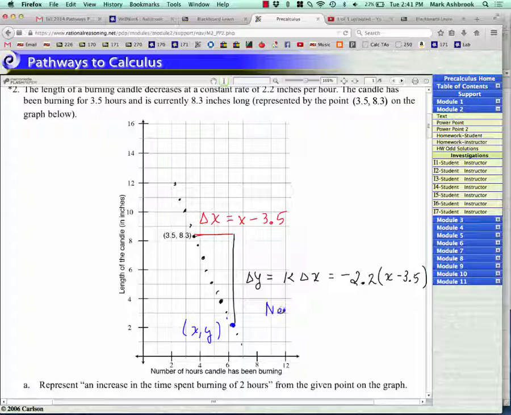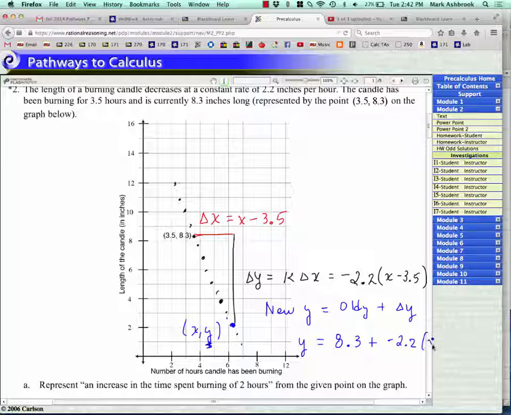Okay, then our final step was that new y, which is this one here, equals, what did we say? Old y plus delta y. Should make perfect sense. So y equals, what's our old y? 8.3. And what did we just find for the change in y? Negative 2.2 times. What did we just end up with?